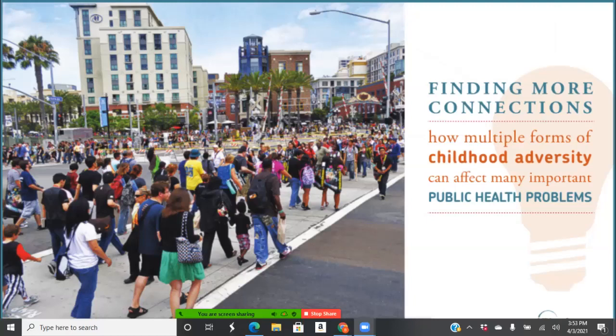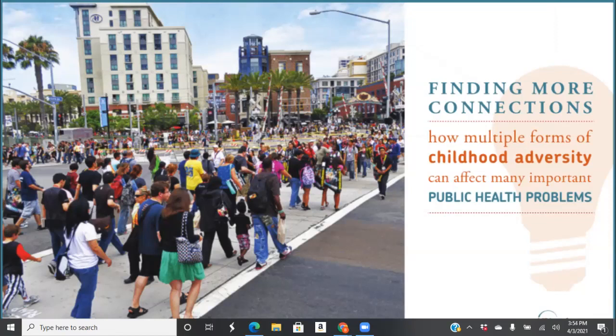So most prior studies of the health and social effects of childhood abuse focused on a single type of adversity, such as sexual abuse. And the ACE study really looked at broadening the picture to include multiple types of childhood stressors. In addition, the study measured a wide array of health and social problems. So this is how the ACE study expanded the knowledge into a broader public health perspective. So the ACE study is really unique because it provides the potential to understand how multiple forms of childhood stressors can affect many important public health problems.